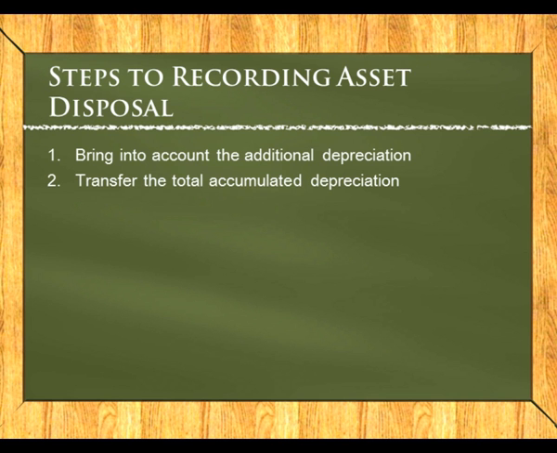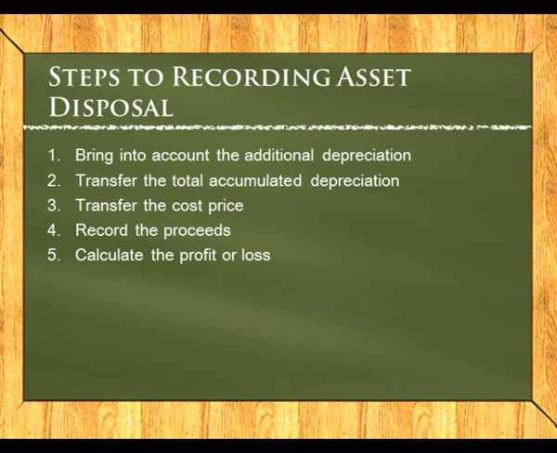We then transfer the total accumulated depreciation, which is whatever the accumulated depreciation was at the beginning of the year, plus the depreciation that we've brought into account in step number 1. Then we transfer the cost price of the asset from the asset account to the asset realization account. We record the proceeds and then we calculate the profit and loss.